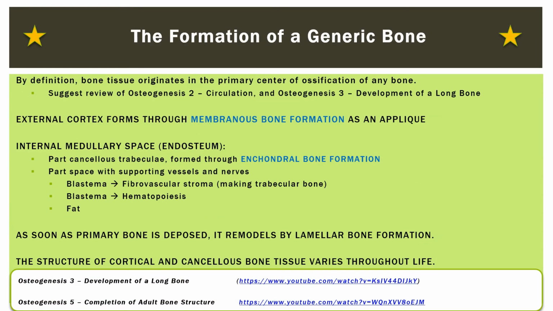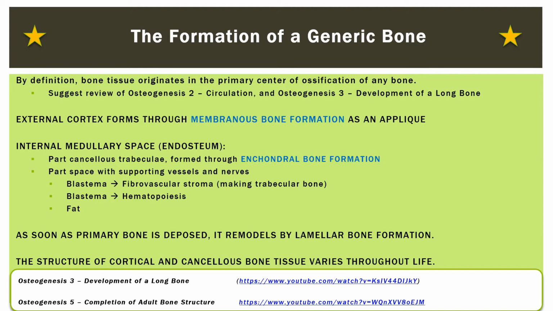To put the evolution of the osteocyte in context, we will first describe and then illustrate the initial steps of bone development. By definition, bone tissue is first recognized in the embryo at the primary center of ossification, or PCO, for each bone. The histologic steps demonstrating how this occurs are complex and are best reviewed in the videos Osteogenesis 2, circulation, and Osteogenesis 3, development of a long bone.